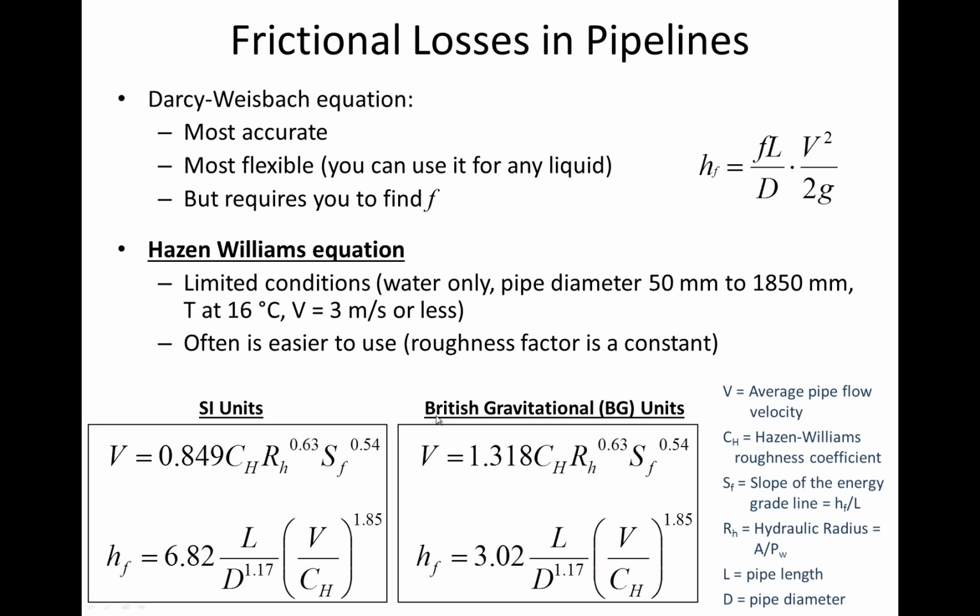And of course, in British gravitational units, the equations are a little bit different because of the conversion factors between meters and feet and so on. So the BG version of the Hazen-Williams equation has to be solved separately. The exponents are the same, but the coefficient at the beginning of the equation is different.